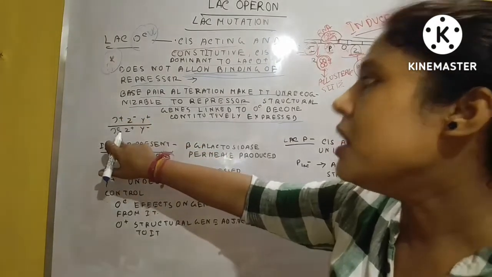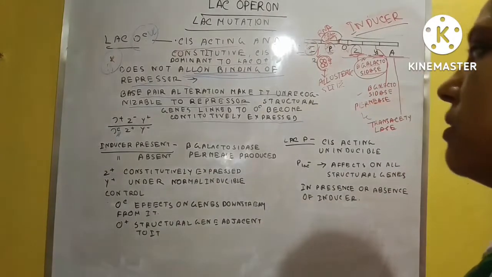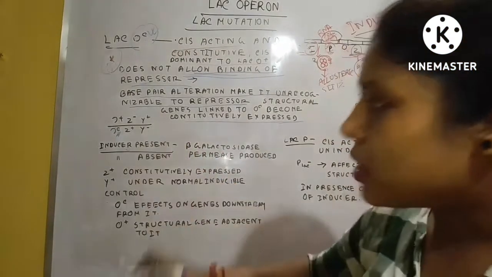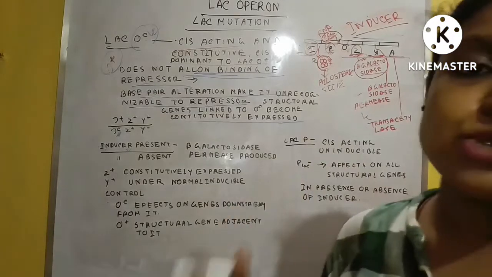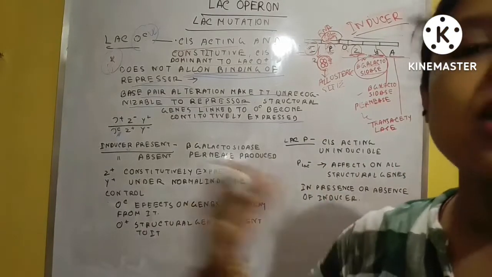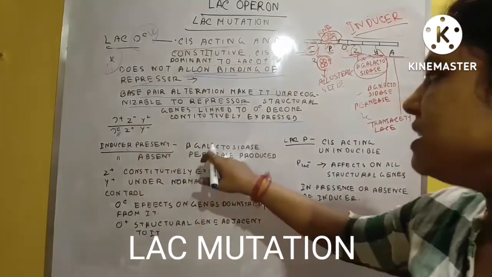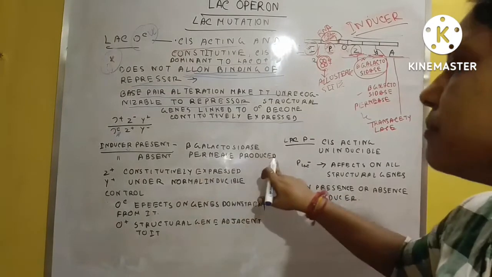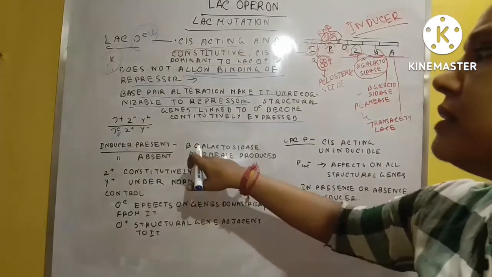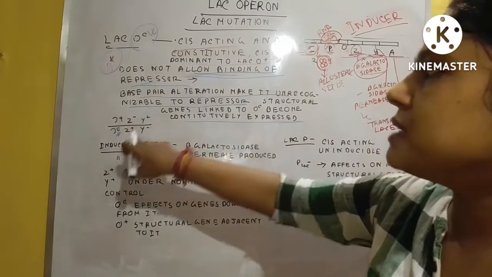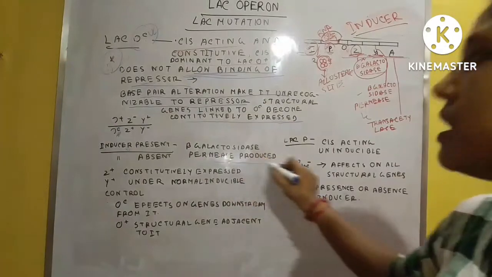So in that situation, what happened? The constitutive transcription process is occurring. Whether the inducer is present or not present, the gene's transcription and translation process is occurring constitutively. So here in that situation, Z minus and Y minus, beta galactosidase and the permease are produced. In the first situation Z minus Y plus, and in the second one Z plus Y minus. So what happened? Beta galactosidase and the permease are both produced.